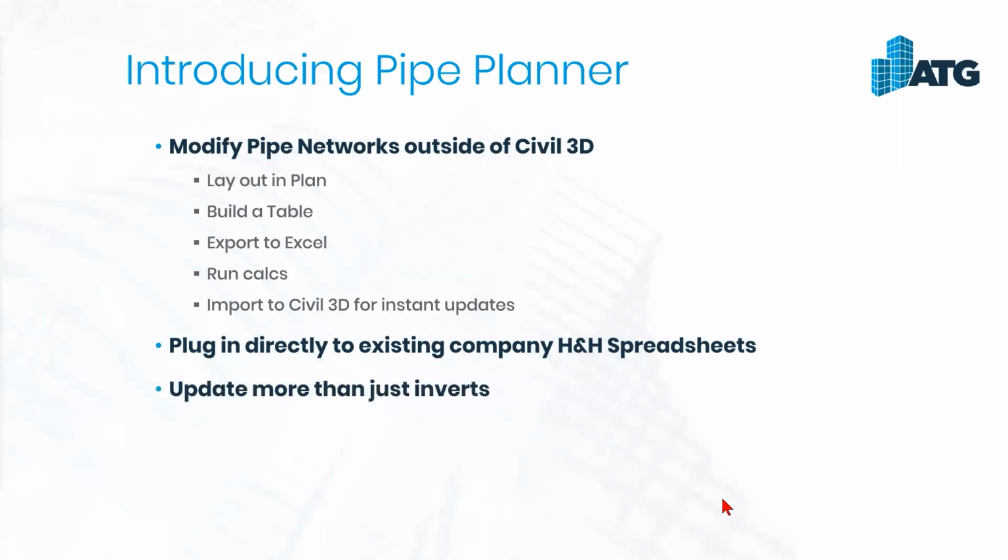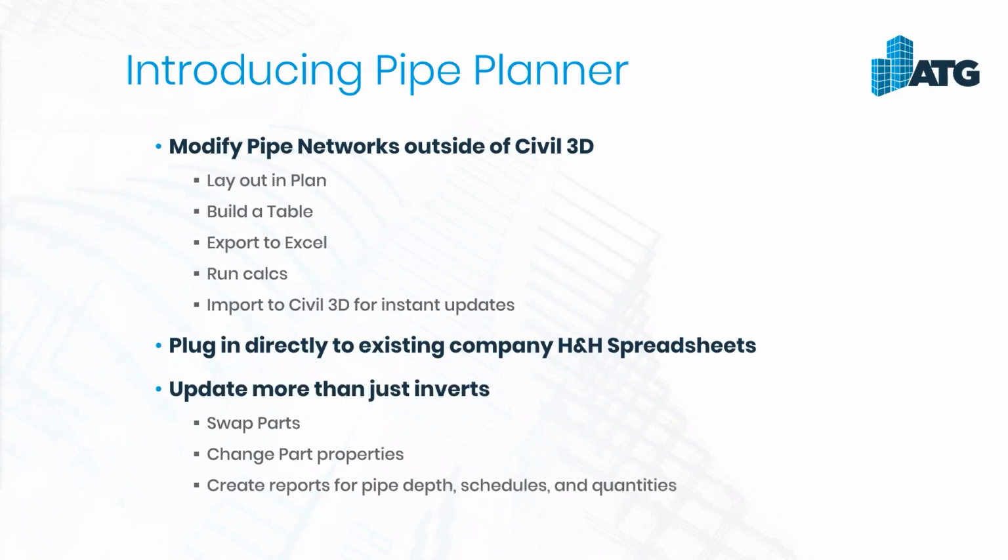Also, I mentioned this before, but this tool allows us to update more than just the inverts for our pipe network objects. This allows us to swap parts. So I can go from a 16-inch to a 24, or an 18-inch to a 24-inch part. I can change the properties of that part. I can create manholes, or I can create reports, all kinds of different things. Pipe depth, creating schedules, do a little bit of quantity takeoff information with my lengths and my numbers.